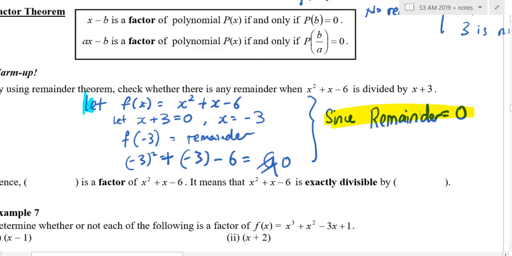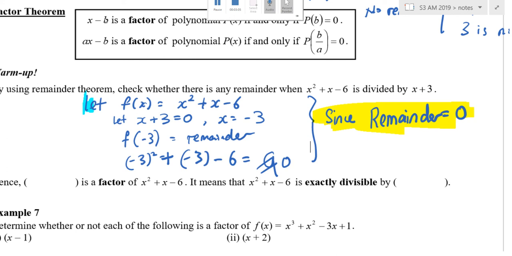So I want you to start to see this. I have my reason. Many times students just sub in the value, x equals to 2, the number. Then what is the number? Don't know. What does the number mean? Don't know. So I want you to know remainder equals 0. And this is a very strong point. Because of this, hence x plus 3 is a factor.